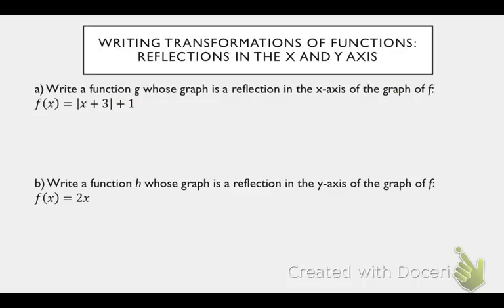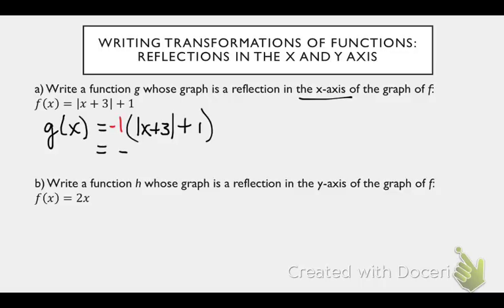Now let's try some reflections. So A, we want to create an x-axis reflection. And so we're creating a function g. So our new function will be g of x. For an x-axis reflection, the entire output needs to be reflected. So I'm going to multiply that entire output by -1. So our new function will be g of x equals negative, and it goes on the outside of the absolute value, -1.